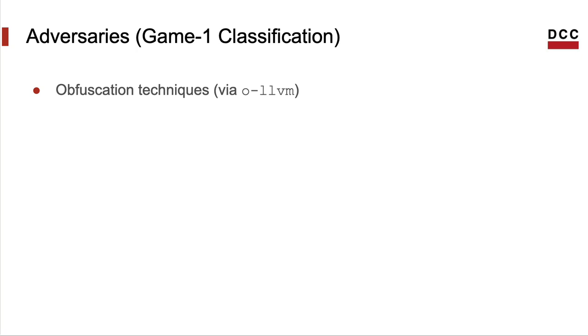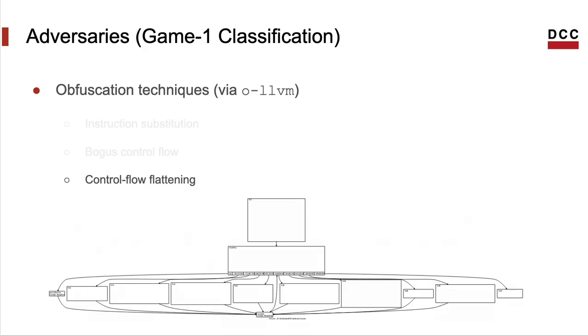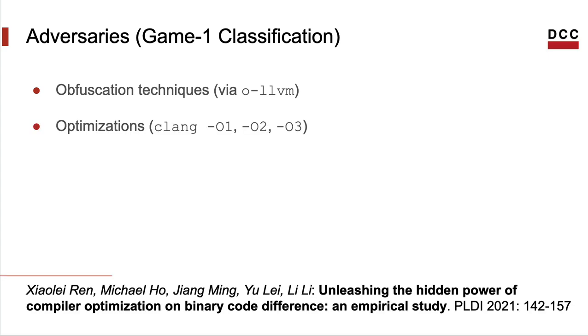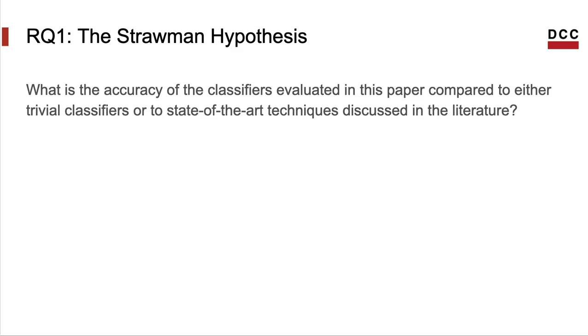Our obfuscator of choice is OLLVM. It's an open source tool. It provides us with 3 obfuscation algorithms, which are instruction substitution, bogus control flow, and control flow flattening. OLLVM is pretty effective. For instance, control flow flattening will convert a program to a huge switch within a while. We also use the different optimization levels as obfuscation algorithms. Optimizations can be very effective to change the syntax of programs, as was demonstrated by Ren et al. in 2021. With this framework, we can address several research questions.